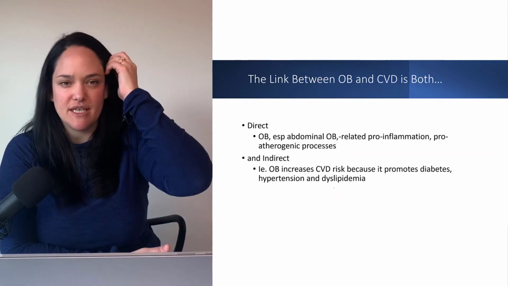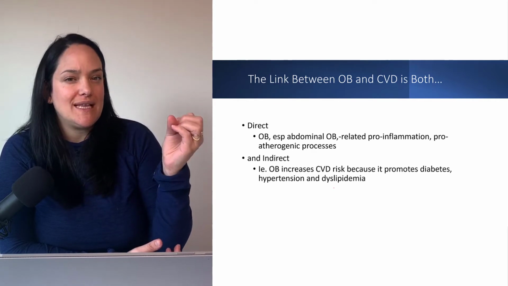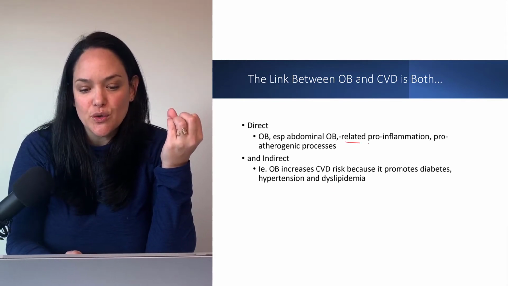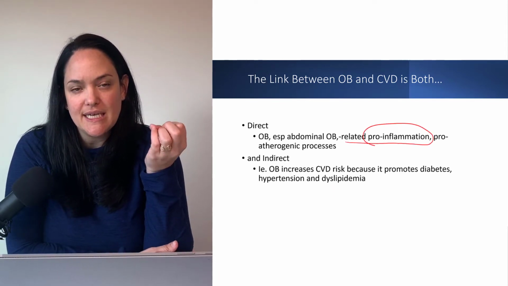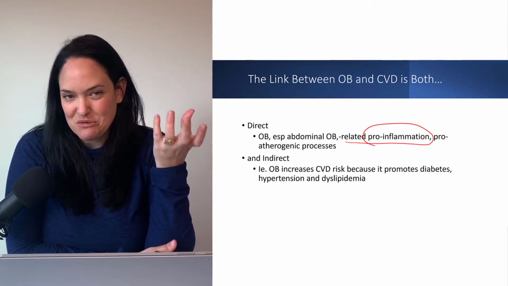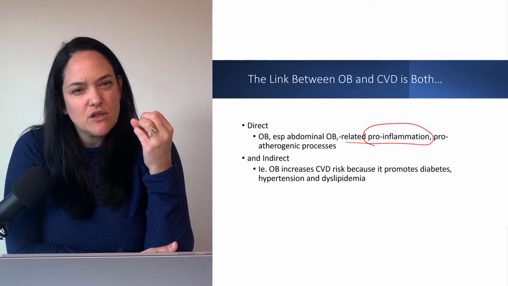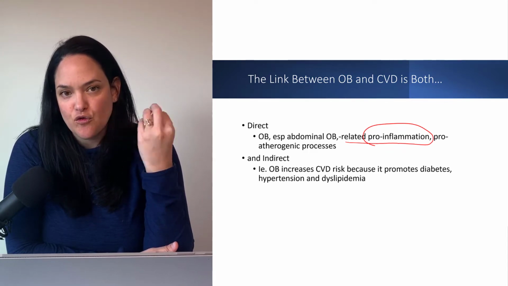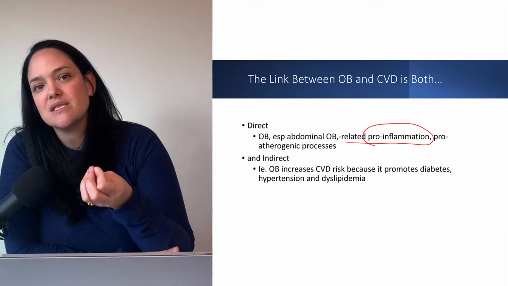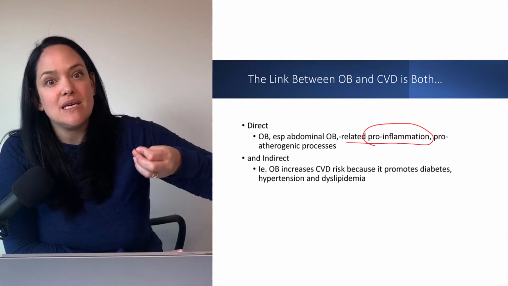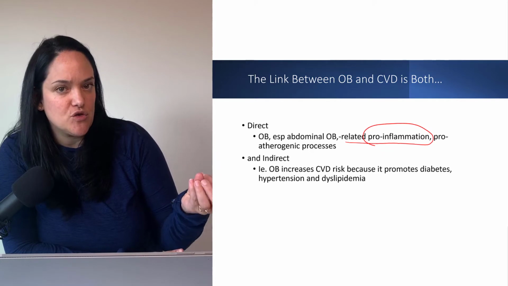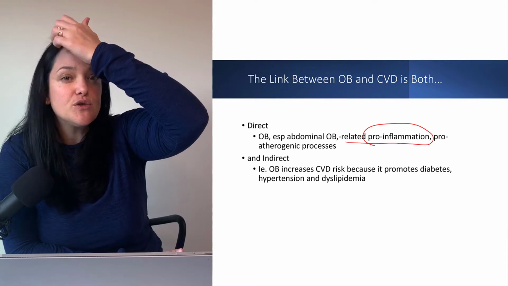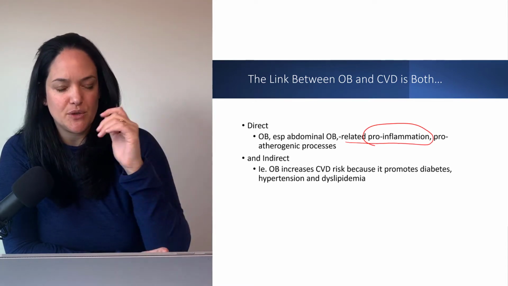How are these related? There do seem to be some factors that directly link obesity and cardiovascular disease, including the pro-inflammatory state that occurs in obesity, which we keep talking about. We also believe there are some indirect pathways from obesity to cardiovascular disease. For instance, because it promotes insulin resistance and diabetes, type 2 diabetes is one of the main risk factors for cardiovascular disease. So, more of an indirect pathway to CVD through type 2 diabetes.